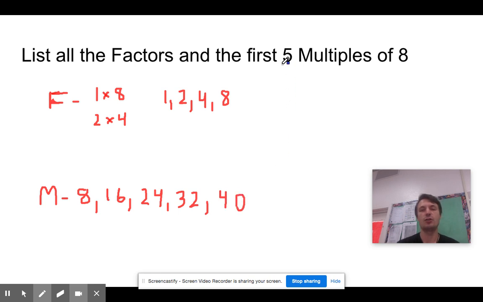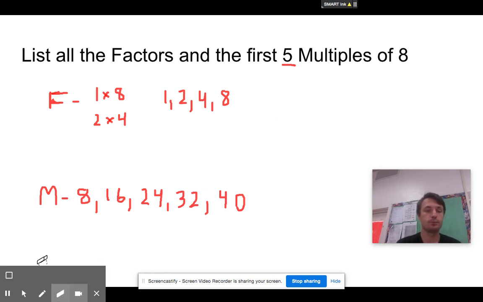And why does it say just the first 5 multiples instead of all the multiples? Because you can't list all the multiples. It's impossible. Multiples go on forever.